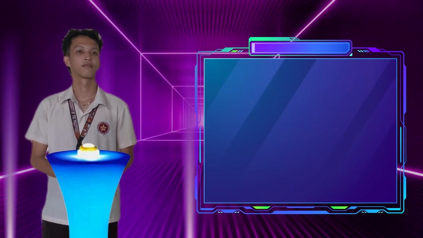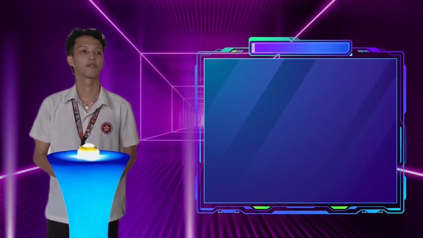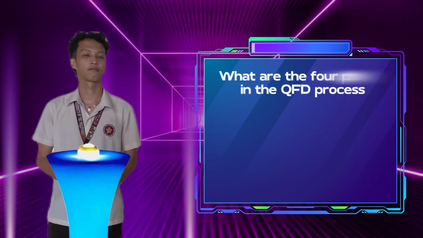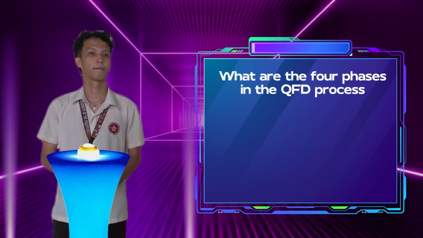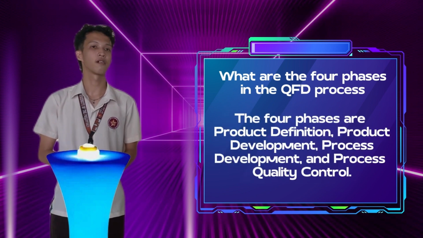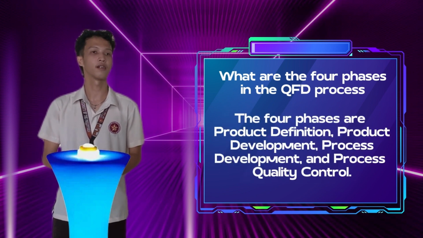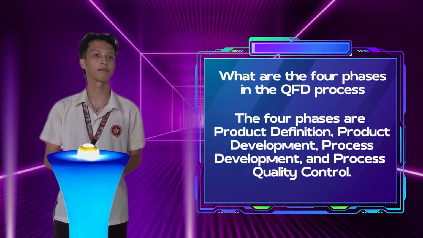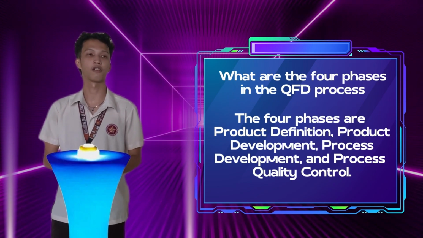Alright, Team A, let's start off round 2 strong. First question, what are the 4 phases in the QFD process? The 4 phases of the QFD process are the product definition, product development, process development, and process quality control.